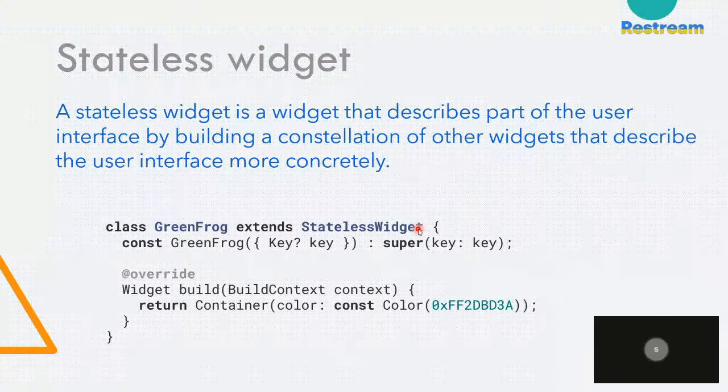A stateless widget is a widget that describes part of the user interface by building a constellation of other widgets that describe the user interface more concretely. So let's say we know what is concrete. What is concrete? Cement. It doesn't change. It doesn't change dynamically. It is static. It is only used for visibility.